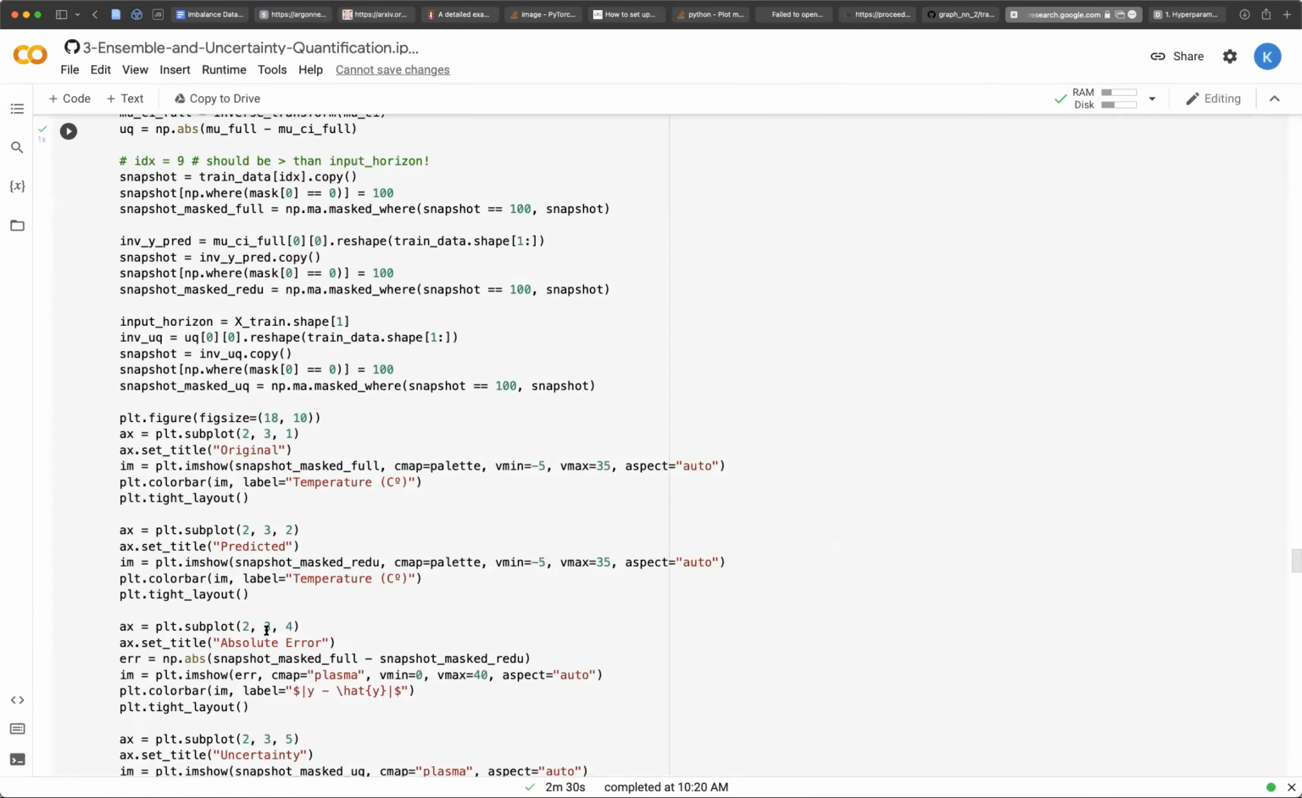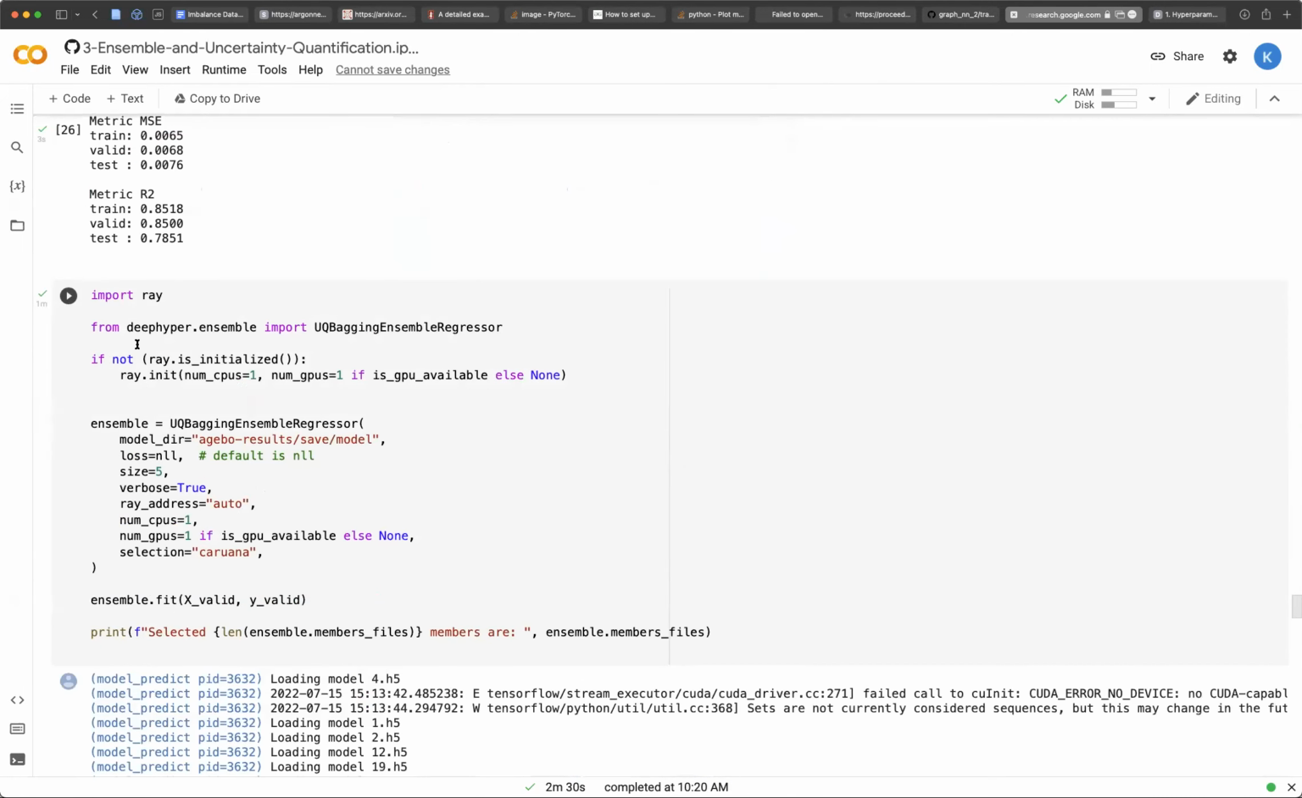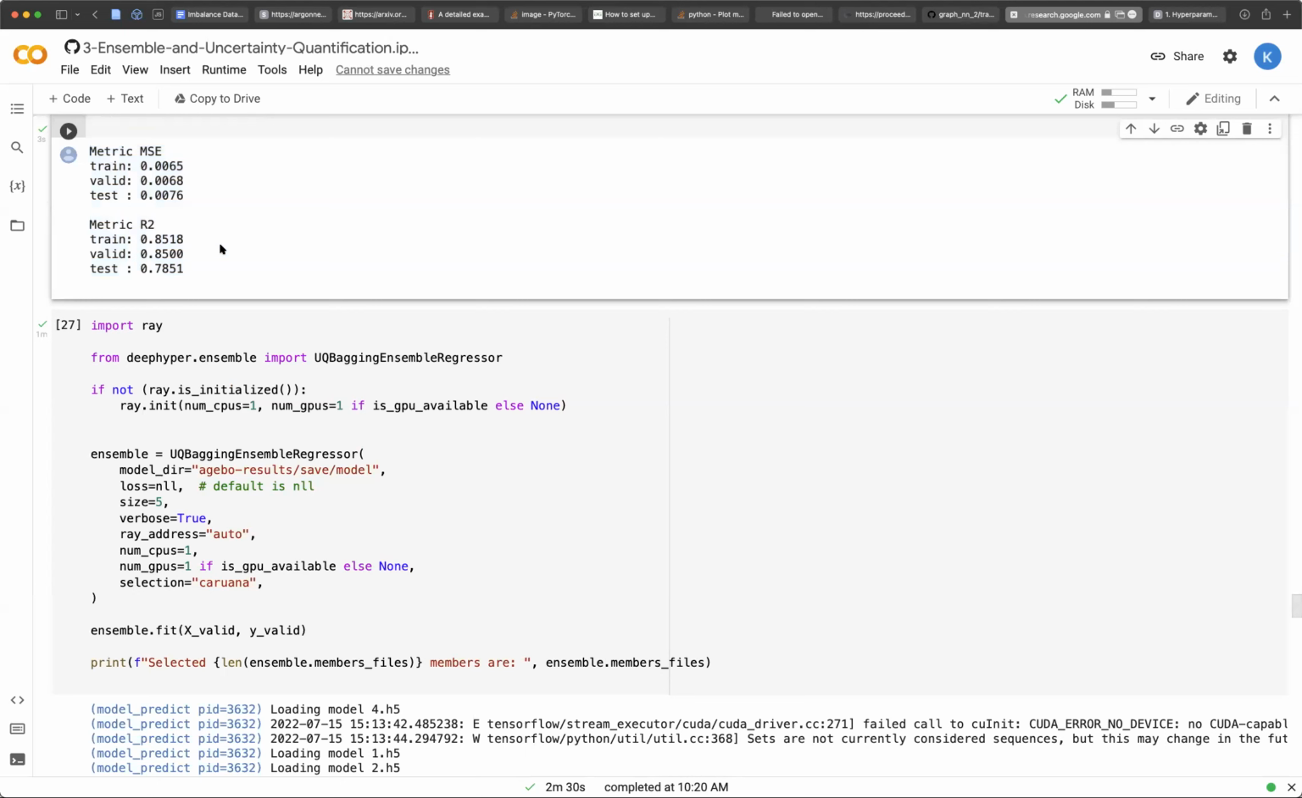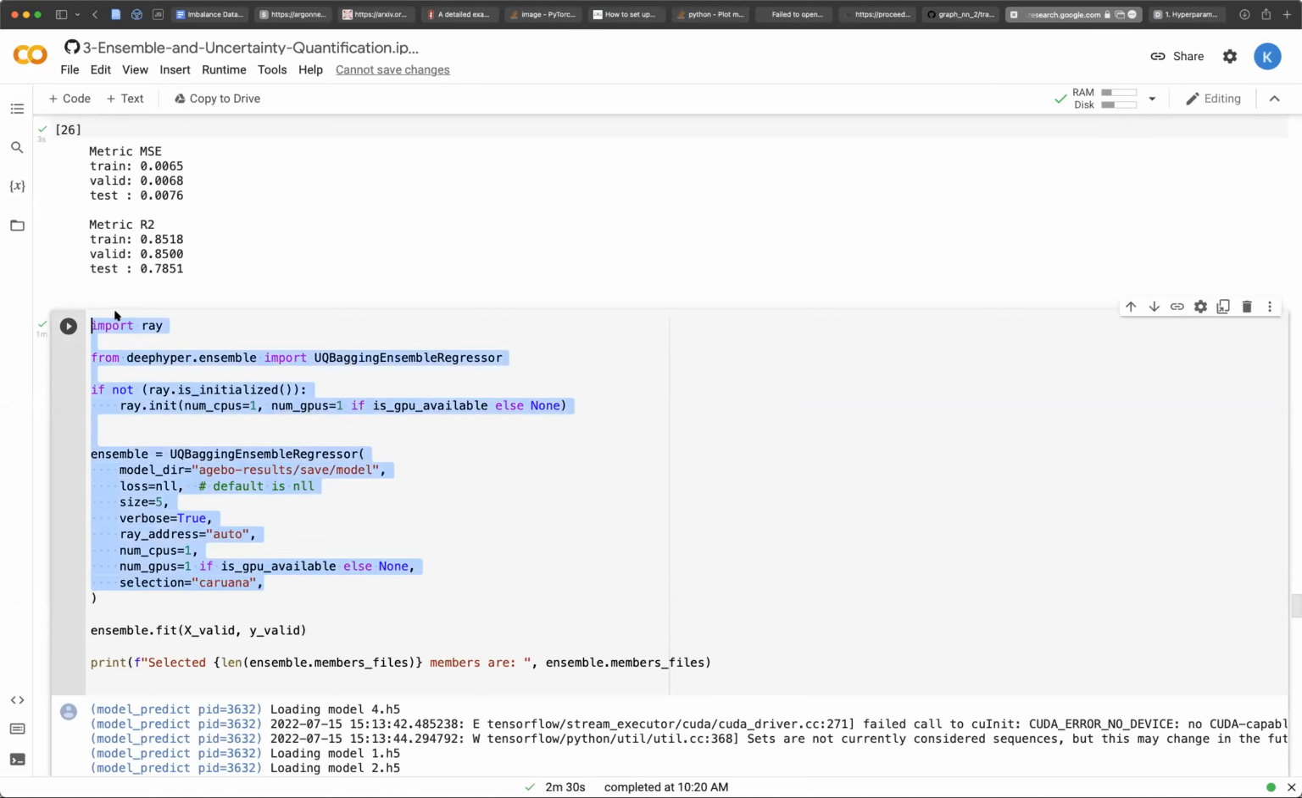But in this case, the R-square value has actually improved drastically. Okay, so once we have this catalog of models that we have trained, we're going to use UQ ensemble. We can create an ensemble.